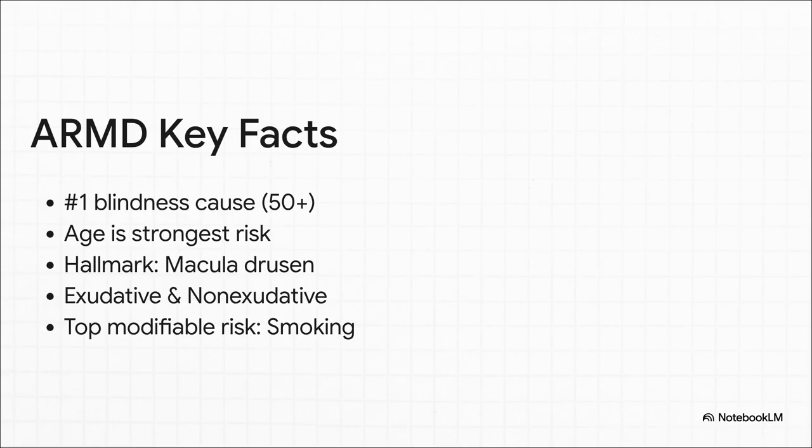And here is a classic board question you absolutely cannot miss. What is the strongest modifiable risk factor? It's smoking. Period. When you're taking a patient history, this is the very first thing you need to counsel them on, right alongside teaching them how to use an Amsler grid so they can detect early metamorphopsia at home.